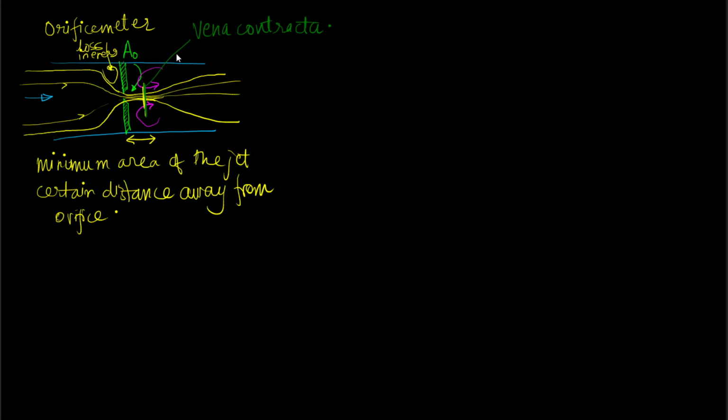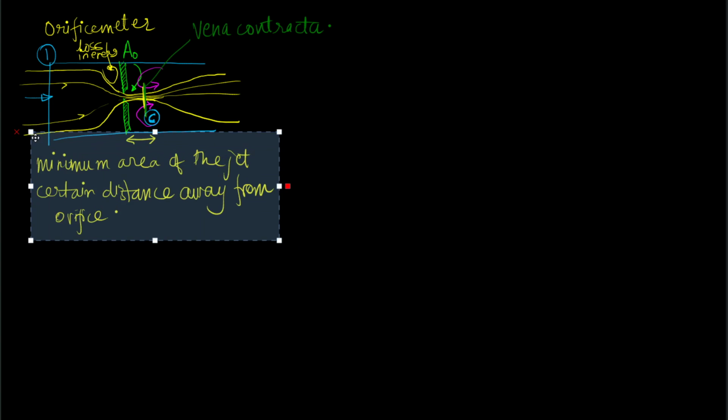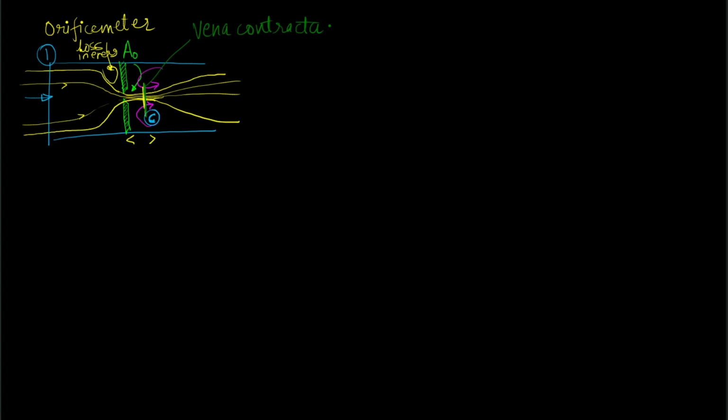So the area at the vena contracta, or rather the entire cross section, we can denote as C. So C denotes the vena contracta. Let this section be 1. So now we will make use of the Bernoulli theorem to find out certain characteristics of it. But before that, let us quickly see how we can make certain measurements.